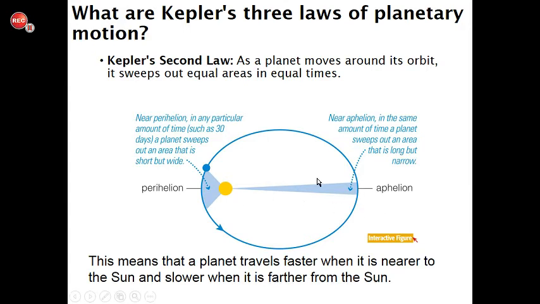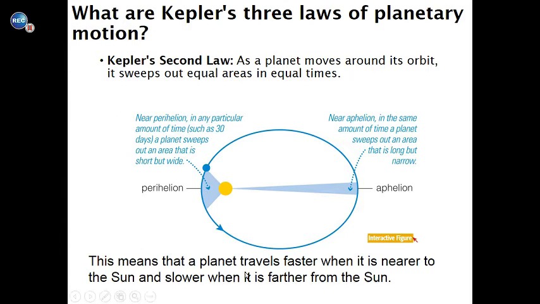It's either a long, thin triangle or a short, fat triangle. And this explanation, from Kepler's point of view, is a way of explaining that the planet moves faster when it's closer to the sun and slower when it's further away.